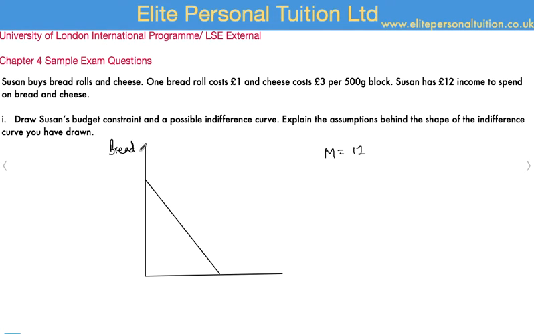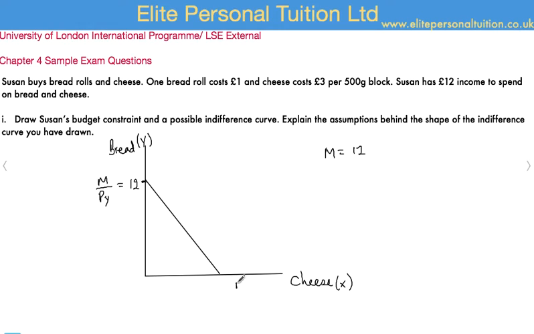so let's say we put bread here and we put cheese here. This point here represents the maximum amount of bread rolls that she can get. So this point here is always, if we say that this is good y and this is good x, just because that's on the y-axis, that's on the x-axis, this point here is always m over py. If you spend all your money on bread, how much bread can you get? Well, in this case, it would be 12 over 1, so it would be 12.